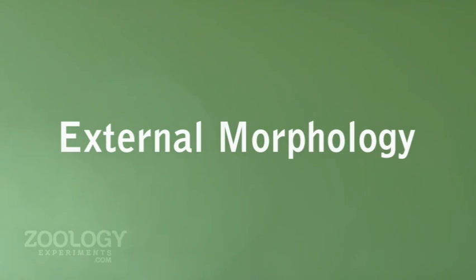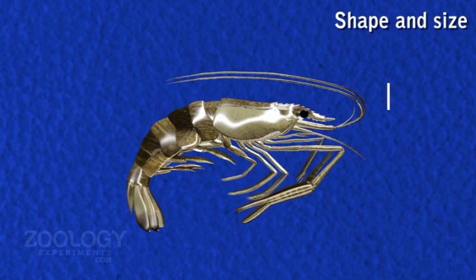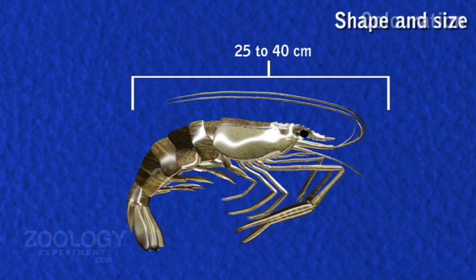External morphology. Shape and size. Body of prawn is elongated, more or less spindle shaped and bilaterally symmetrical, which supports least resistance in swimming. It measures 25 to 40 centimeter in length.